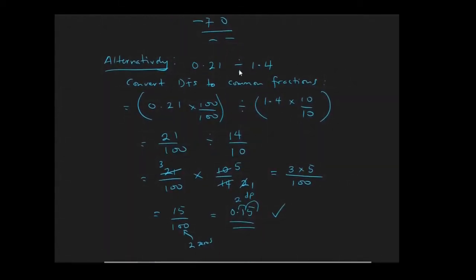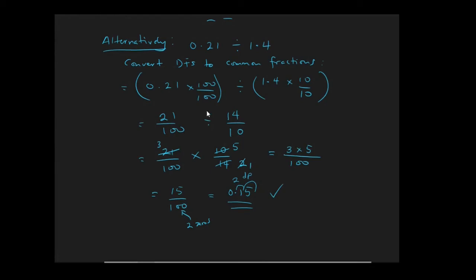Alternatively, we will just convert each of the decimal fractions to common fractions and then perform our normal division operation. And this is how we do it. To shift the decimal point 2 places to the right, we will have to multiply this decimal fraction by 100 over 100. And to do the same to this one, turn it forward once, we have to multiply by 10 over 10. This gives us 21 over 100 divided by 14 over 10.